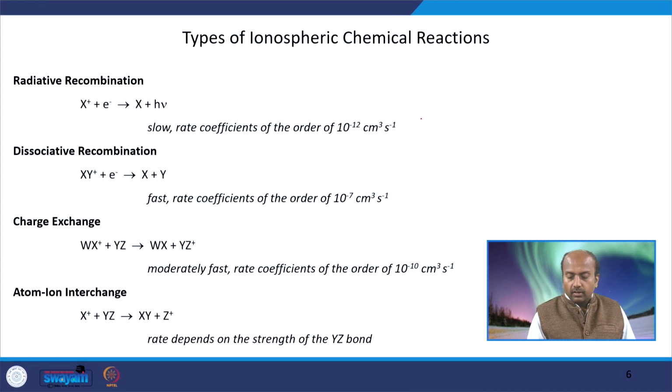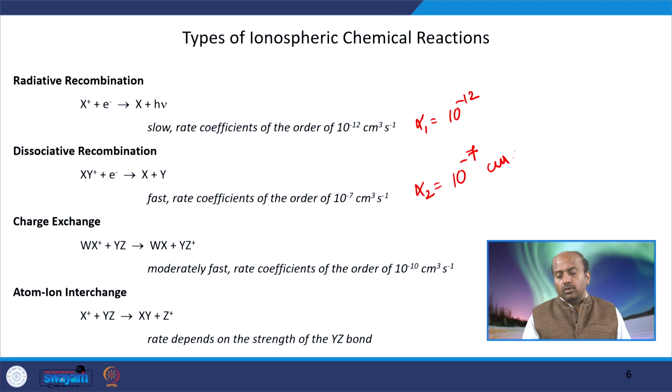So, take this alpha 1 as 10 to the power of minus 12 and alpha 2, which is the other process, alpha 2 as 10 to the power of minus 7 centimeter cube second inverse, right. So, these two are rates. So, why am I not taking these two rates?